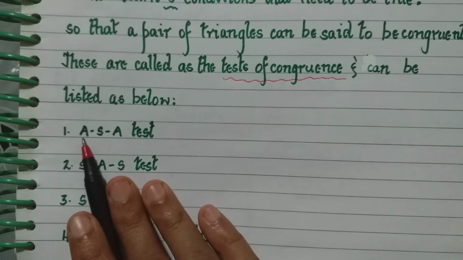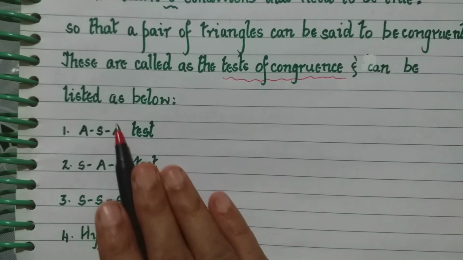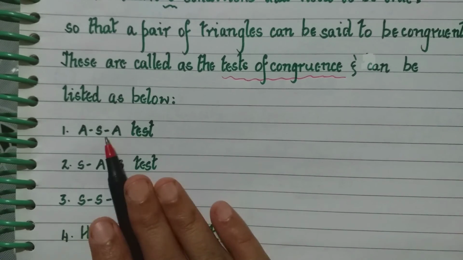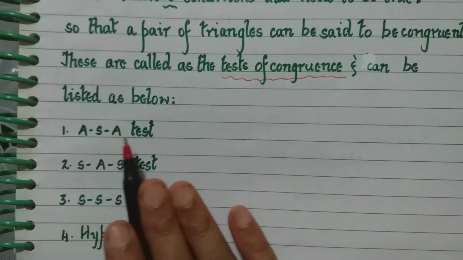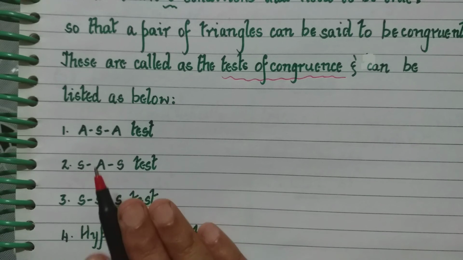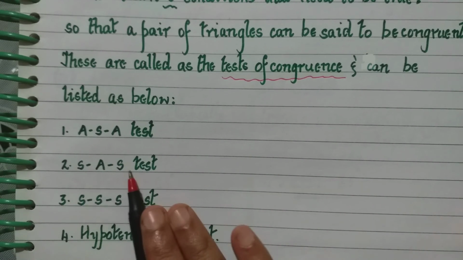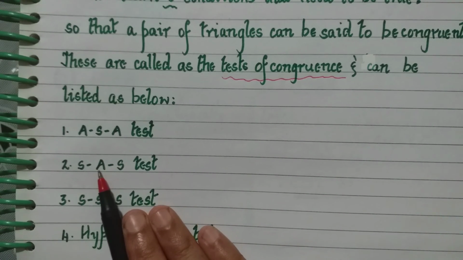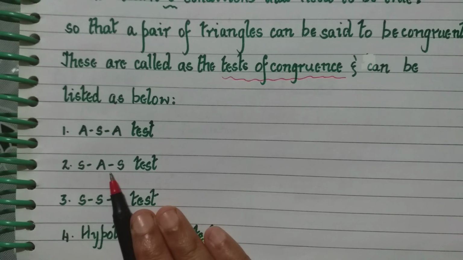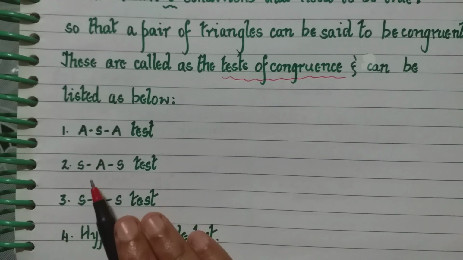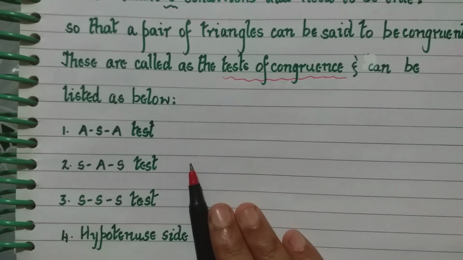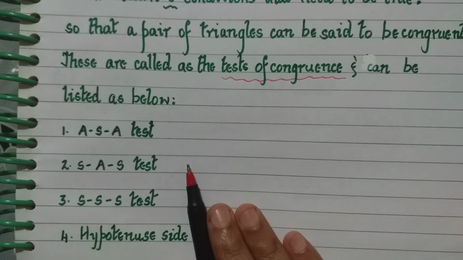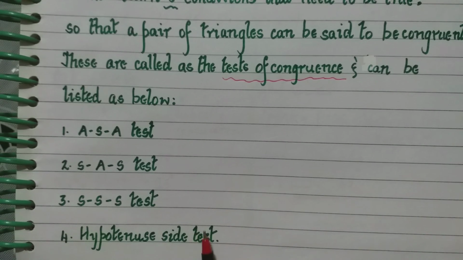And when we are saying ASA, if the side is written in between the two angles, it means that in the figure also the side has to be present between the two angles. If an angle is written between two sides, it means that in the figure also the angle under consideration should be present between two sides. So let us see how we can find out and understand the tests of congruence.